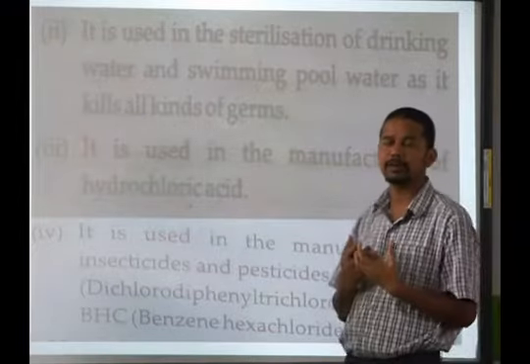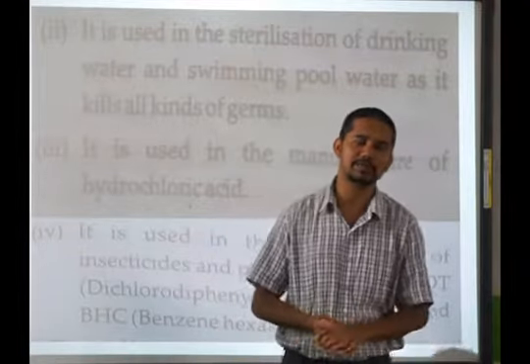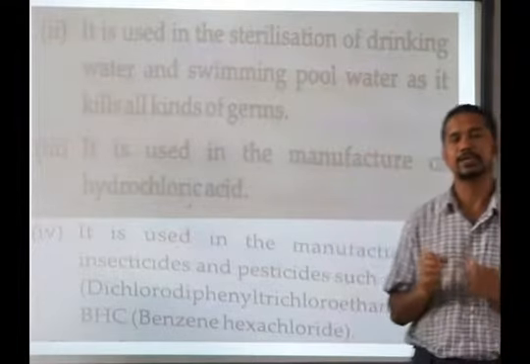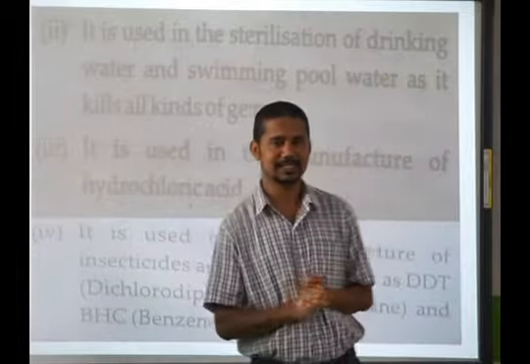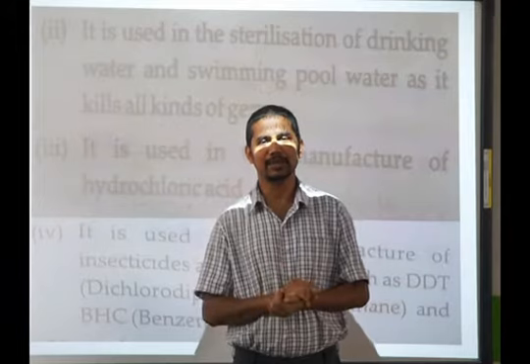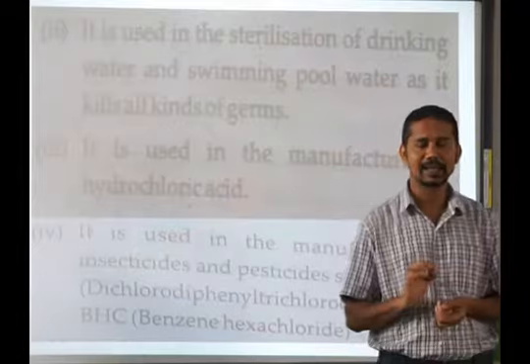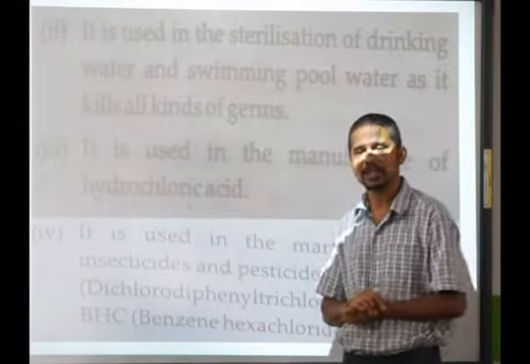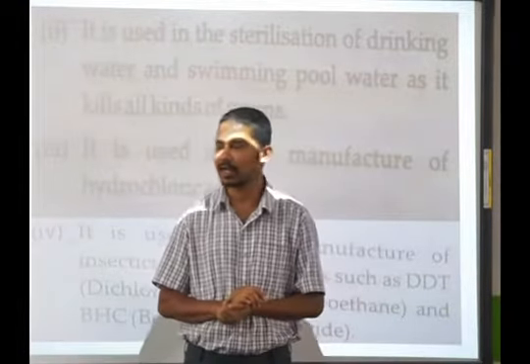Then it is used for making insecticides and pesticides because of its pungent, suffocating nature, such as DDT. DDT is the short form of dichloro-diphenyl trichloroethane. And BHC, benzene hexachloride.